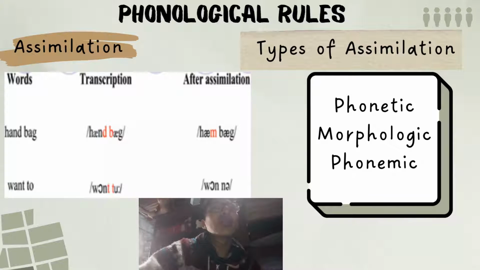On the other hand, we have the phonemic assimilation. It is often referred to as neutralization. This is more systematized, not subject to free variation. For example, the sounds N and K are neutralized in the word think.